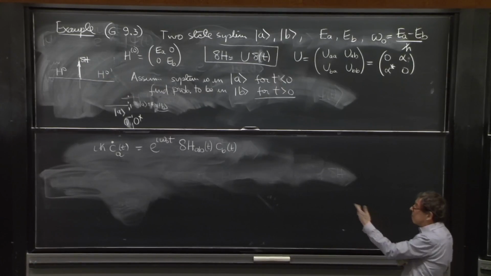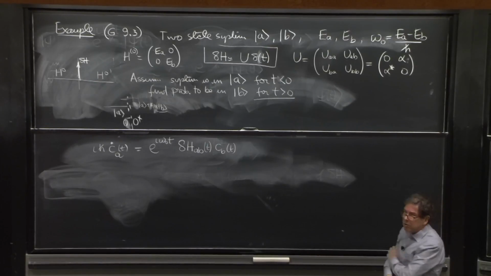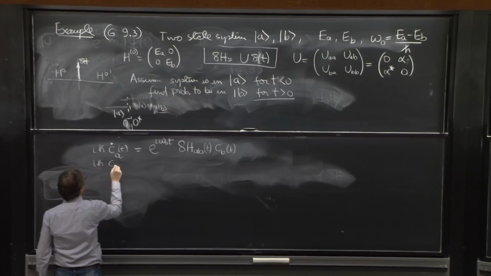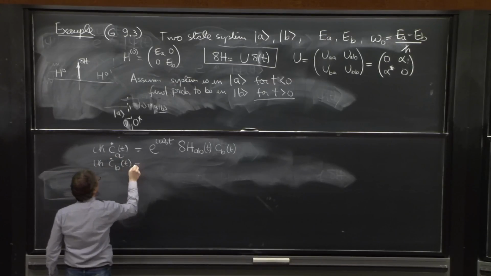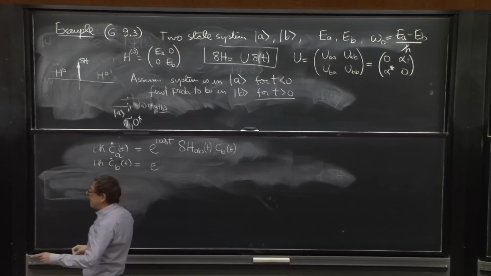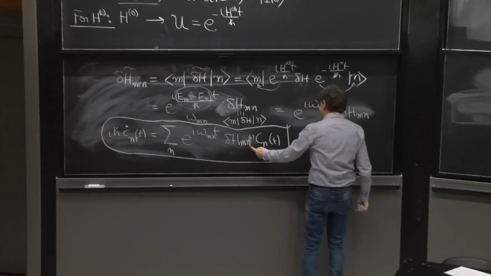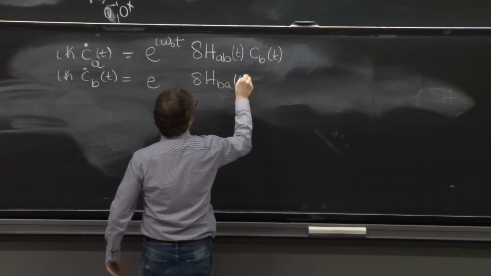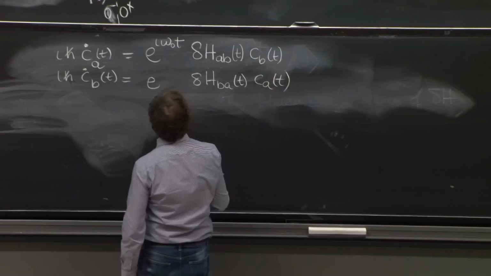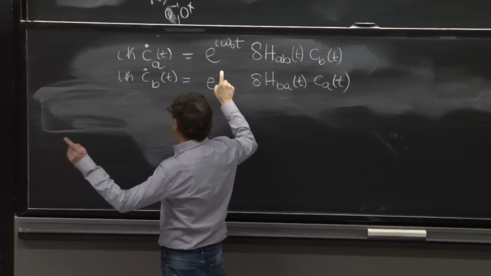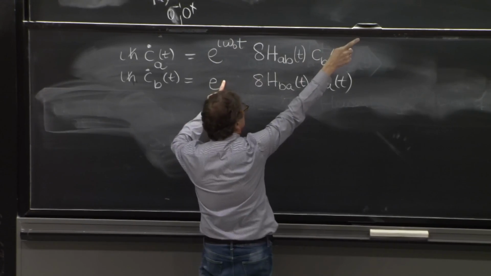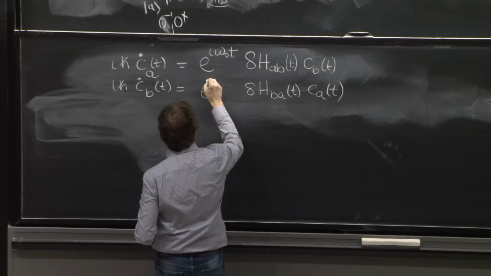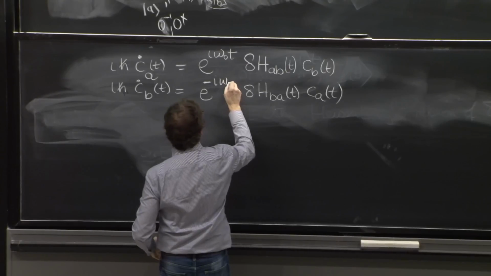And that's the only term that exists here from the sum. You could sum over A and B, but we saw that over A you get 0, so there's just this term. And then we have i h bar C_B dot of t is equal to e to the i, and now you're going to have BA, so delta H_BA of t C_A of t. And here I would have omega_BA, which is the opposite sign as omega_AB, which we anyway call omega_0. So here is minus i omega_0 t.